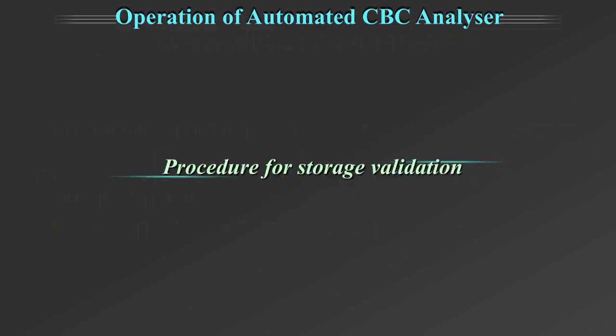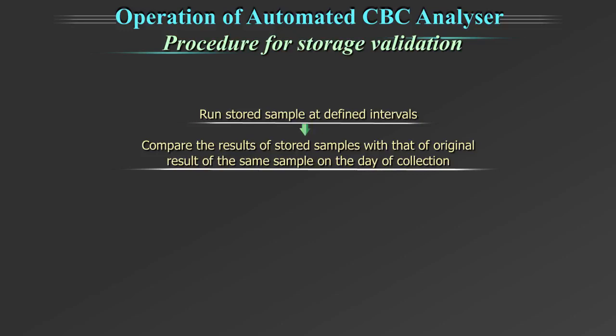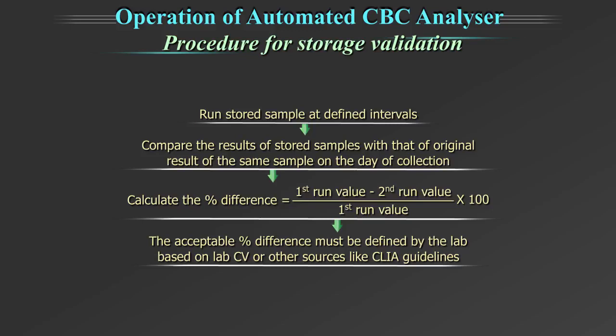The procedure for storage validation. Run the stored sample at defined intervals. Compare the results of the stored samples with that of the original result of the same sample on the day of collection. Calculate the percent difference as the first run value minus the second run value, divided by the first run value, into 100. The acceptable percent difference must be defined by the lab based on the lab CV or other sources like the CLIA guidelines.